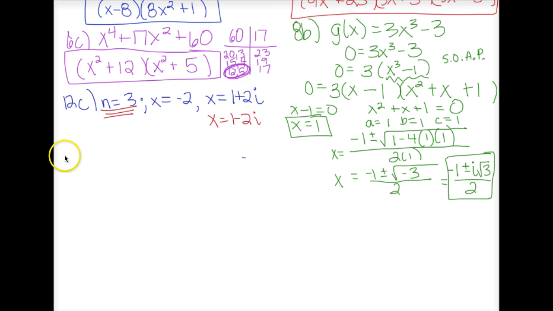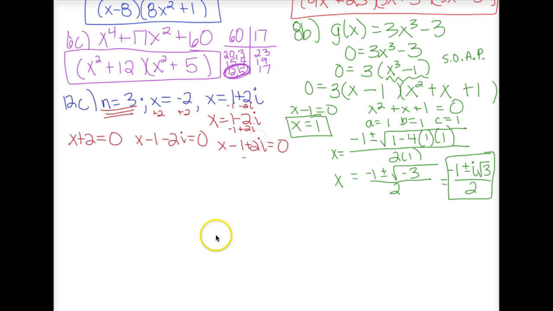So now I'm ready to start my working backward process. I need to get my x alone. So over here, I get x alone by adding 2 to both sides. So that gives me x plus 2 equals 0. Over here, I would subtract the 1 and subtract the 2i. So that gives me x minus 1 minus 2i equals 0. And over here, I would subtract the 1 but add the 2i. So that gives me x minus 1 plus 2i equals 0.